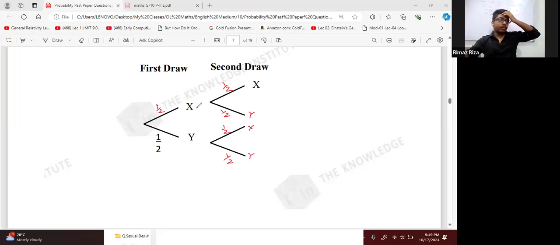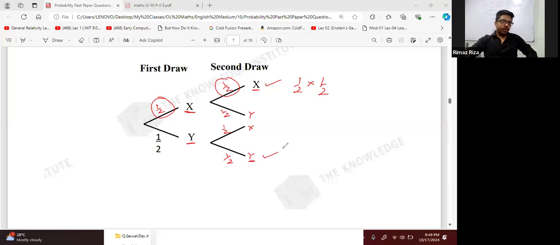So the probability of picking the same letter on both occasions. If on the first draw you pick X, on the second draw you also have to pick X. Therefore, the probability of this event is 1/2 into 1/2. And if in the first draw you pick Y, in the second draw you also pick Y. So the probability of this event is 1/2 into 1/2.